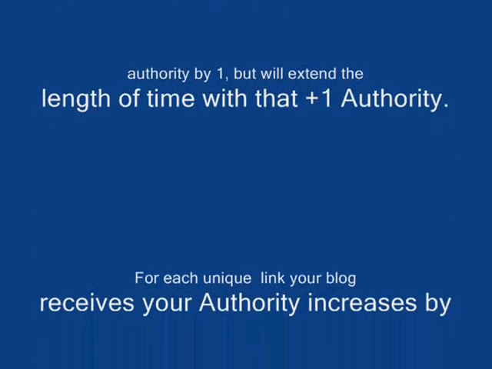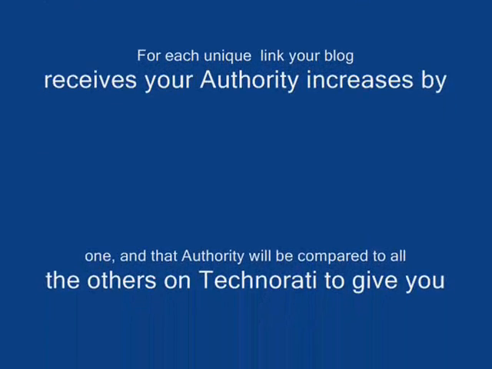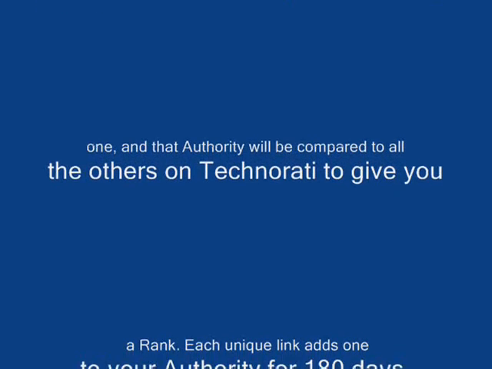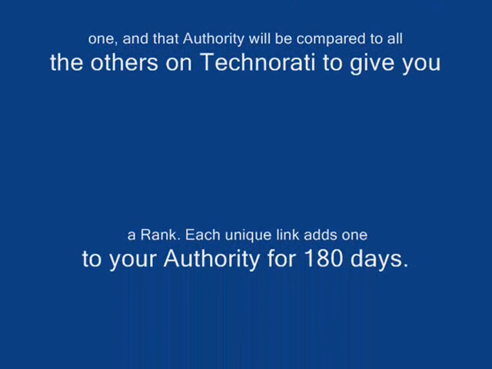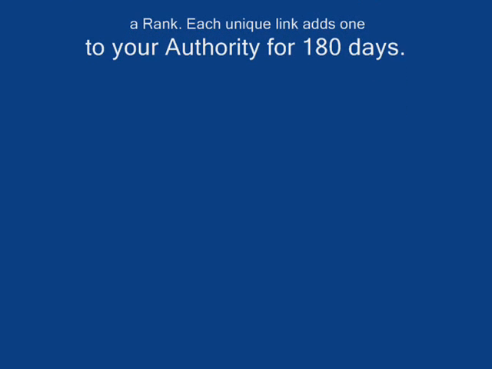This process continues for 6 months. Authority will be compared with other blogs, so that rank can be decided by Technorati. If the same blog links again, the authority doesn't increase, but the time length increases by another 6 months.